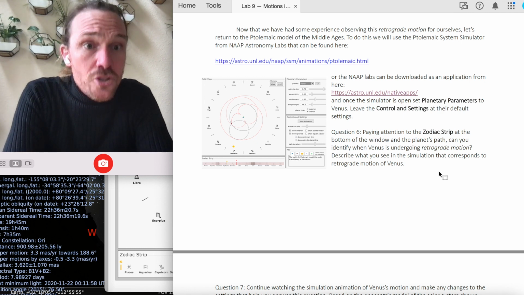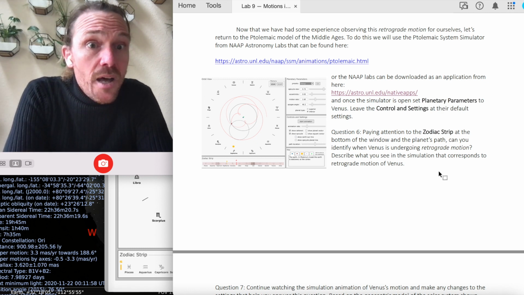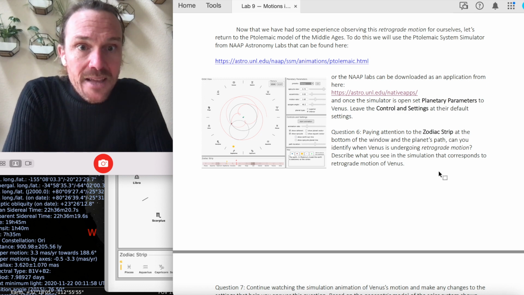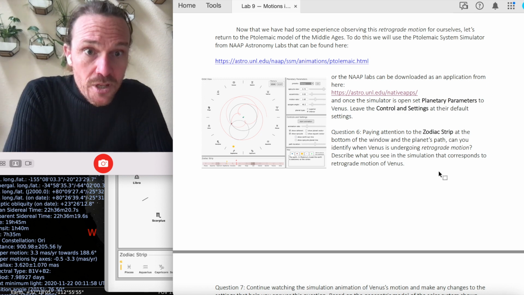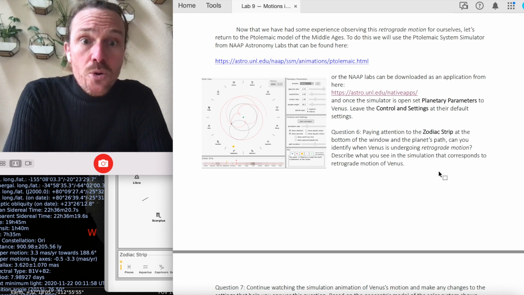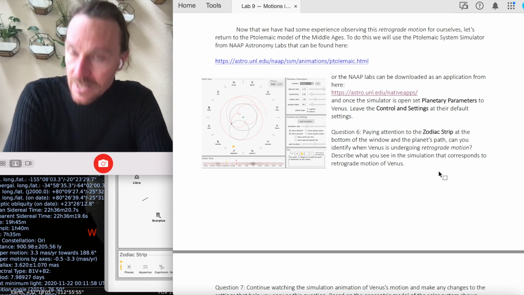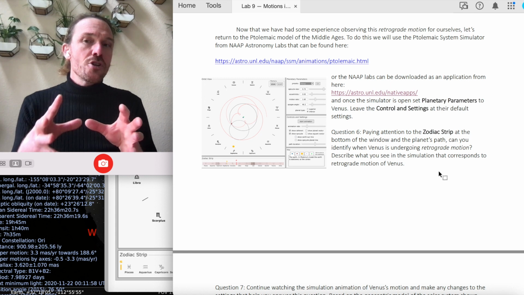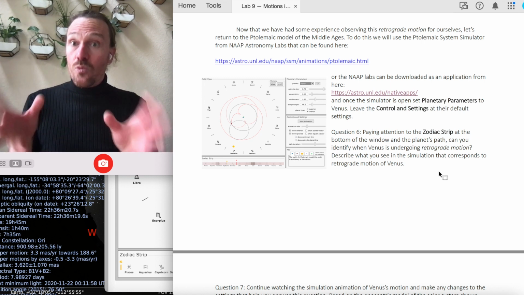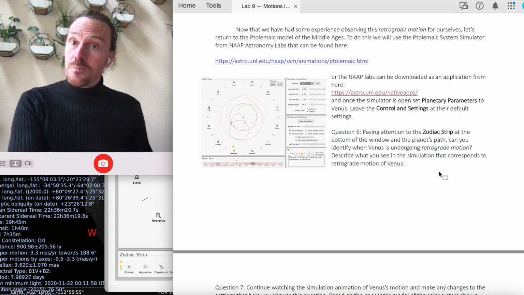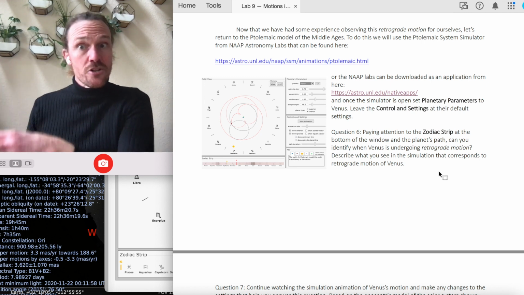So pay attention to the zodiac strip at the bottom of the window and the planet's path. Can you identify when Venus is undergoing retrograde motion? Describe what you see in the simulator that corresponds to retrograde motion of Venus. Okay, so the idea here is I want you to relate what you're seeing in the simulator, this archaic, wrong model of how the planets moved relative to us when we were thought to be the center of the solar system.